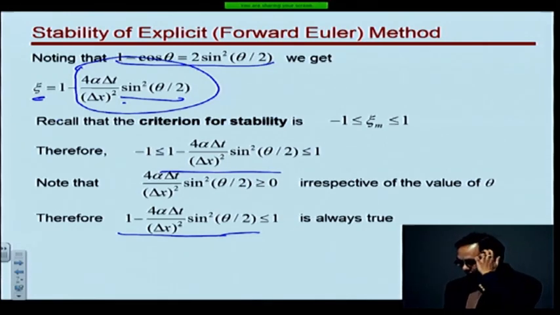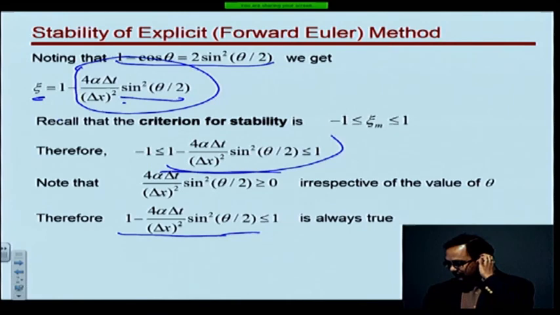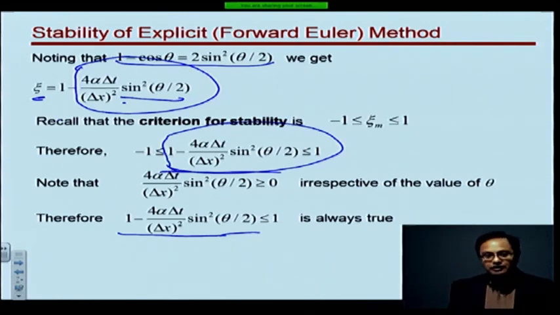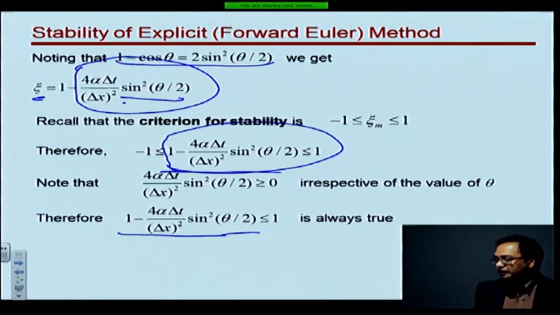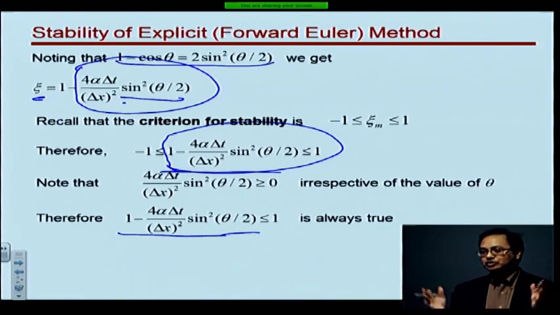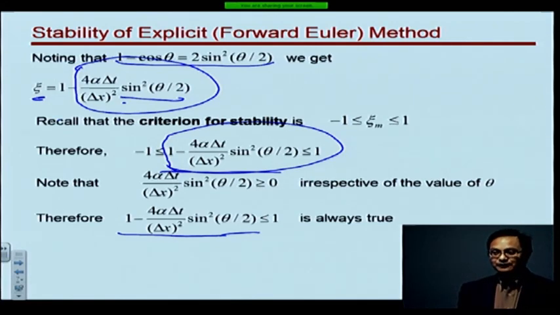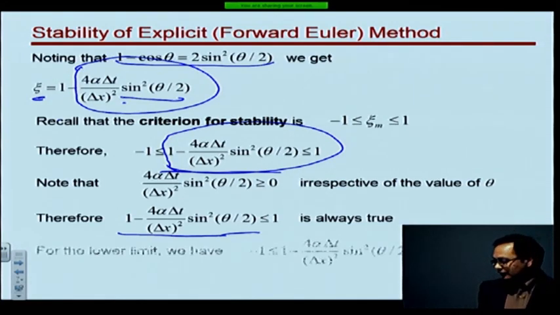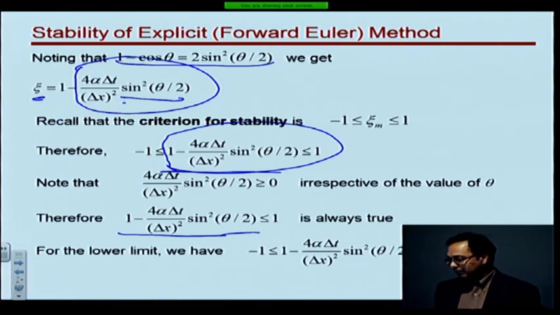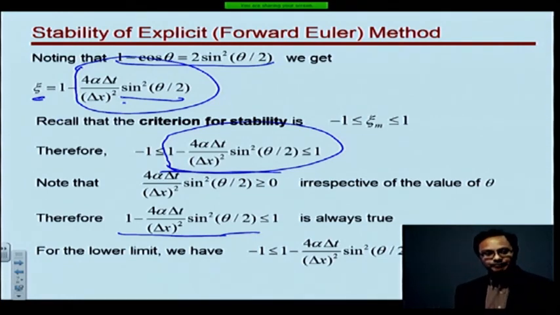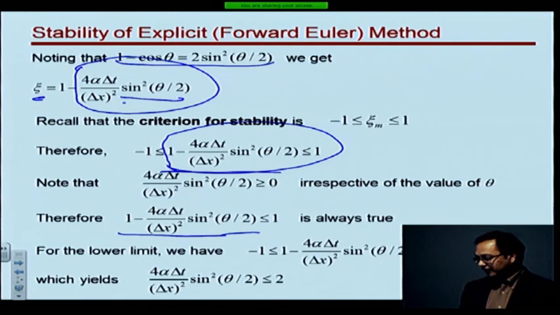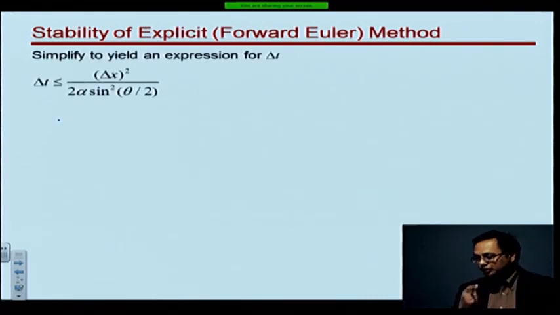So the upper bound, this part of the inequality, is satisfied no matter what the value of delta t, theta, delta x, any combination you give me. It's always satisfied. We now look at the lower bound. The lower bound should satisfy this criterion, and that yields that relationship. Just a little bit of algebra, which we can further rearrange to get that.